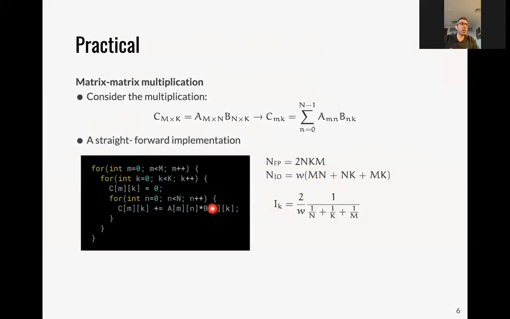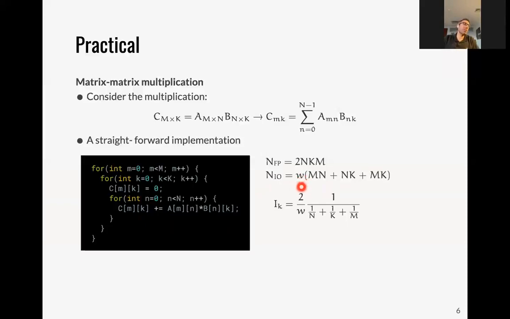Then in terms of the IO, you need to read all elements of array A at least once. You need to read all elements of array B at least once. And then you at least need to write all elements of array C once. So the number of bytes that you need to read and write is given by this expression where W is the word length.